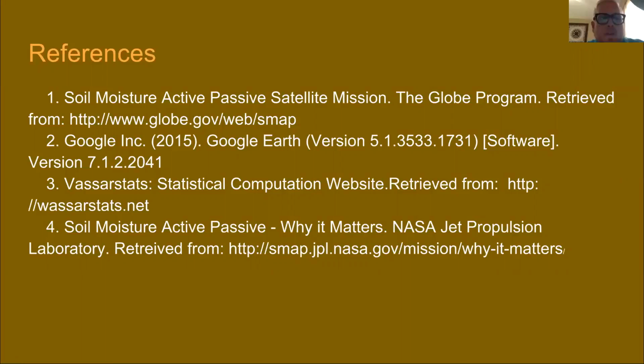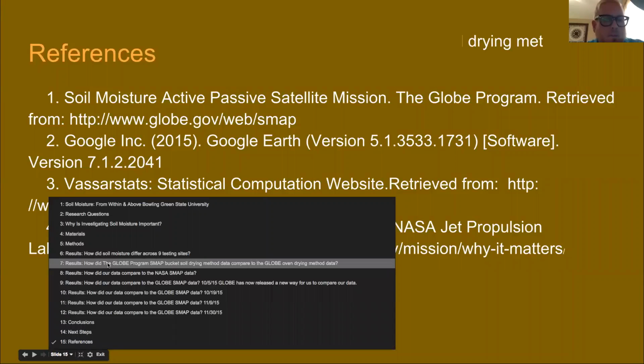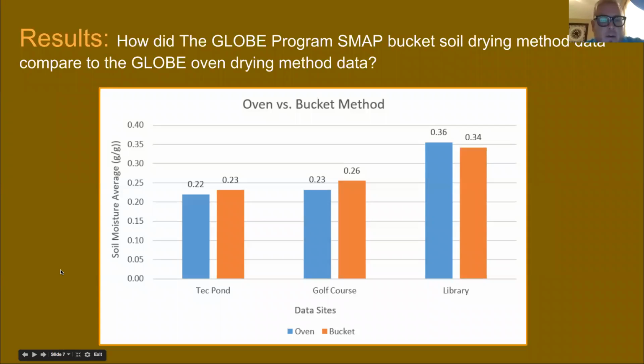Yeah, definitely. I mean, it was excellent. Can you go back to the slide that compared the bucket method to the regular method? Sure. So tell me a little bit, within the block pattern setup, how did you collect the oven versus bucket in the same site?